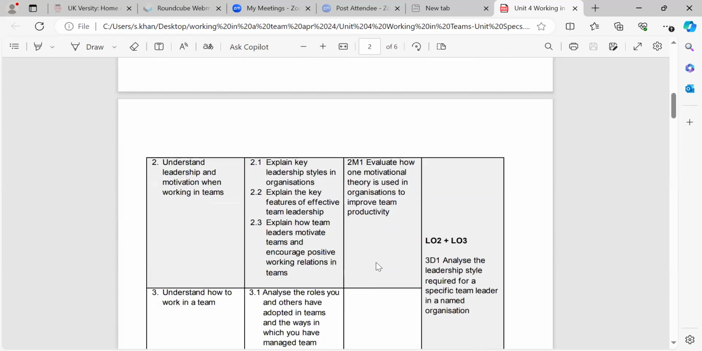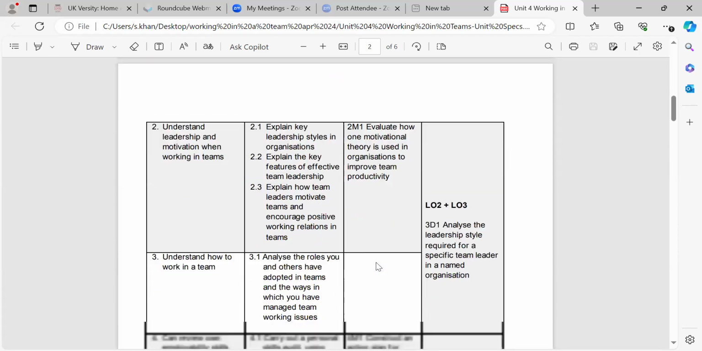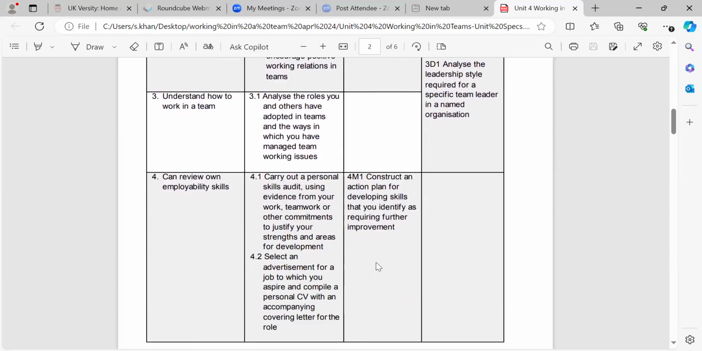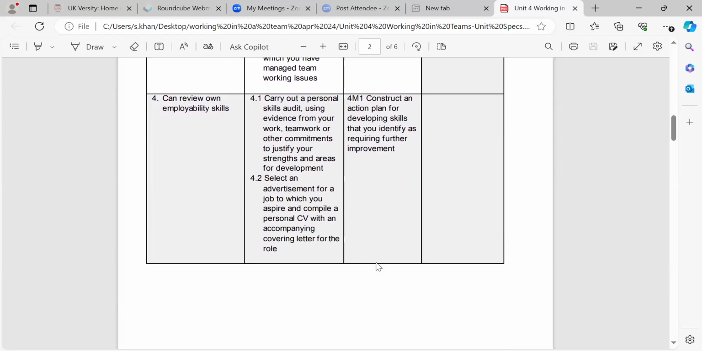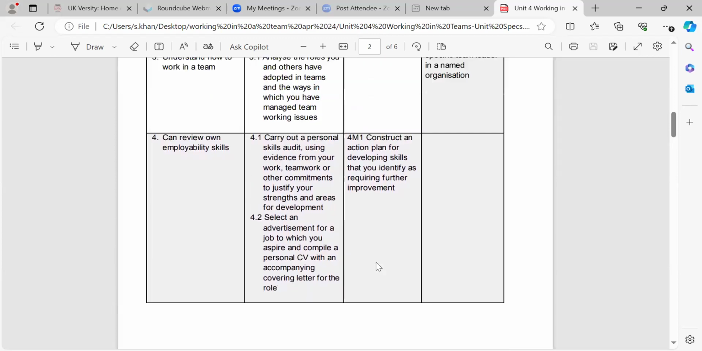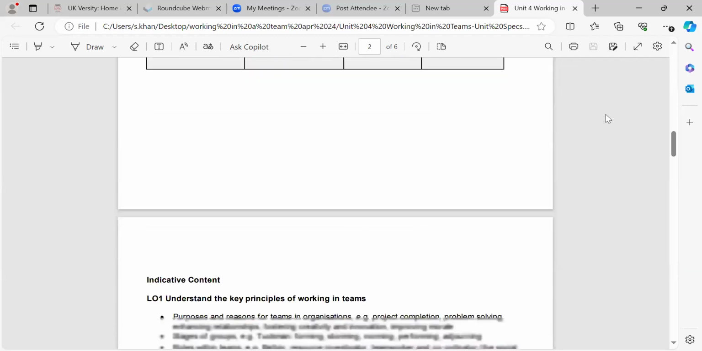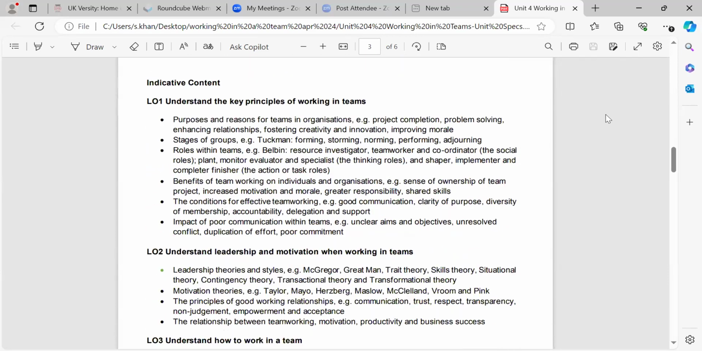Learning outcome 2 is to understand leadership and motivation and working within a team. Learning outcome 3 is to understand how to work in a team, and learning outcome 4 is to review your own employability. This is a little bit about the module spec that you will have access to, because it will be on Moodle as well, and the indicative content is there as well.